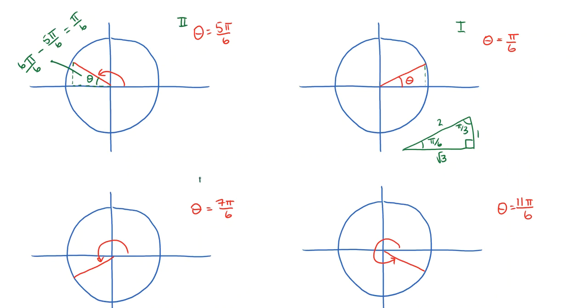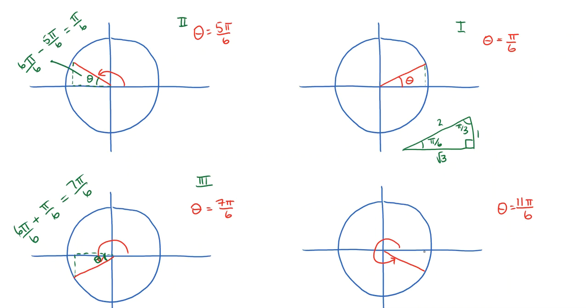Same idea down here in quadrant 3. We have a larger angle, 7 pi over 6, but again, we can create a similar reference angle here. In this case, I would have pi plus pi over 6, and again, 6 over 6, that'll give me my 7 pi over 6. So I can also do 7 pi over 6 minus pi, and that would get me my pi over 6 reference angle.